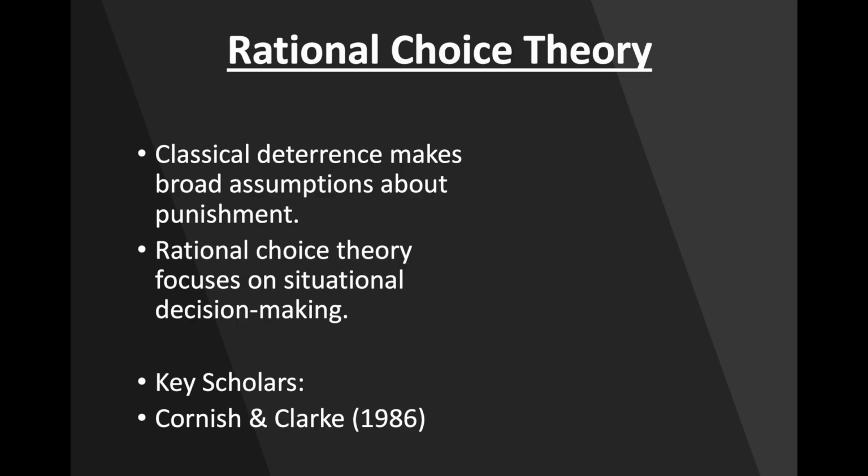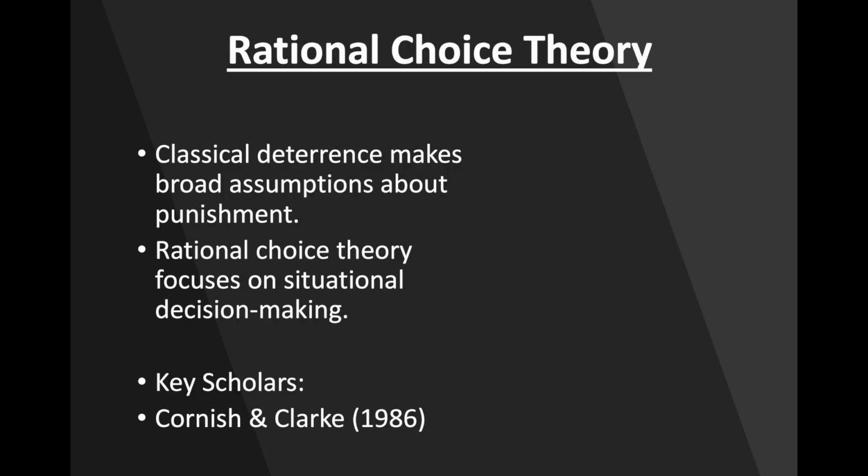Cornish and Clark argued that offenders are not necessarily perfectly rational, but they are purposeful actors making choices within constraints. And this wording matters. Modern rational choice theory does not require perfect rationality. Instead, it assumes limited rationality, situational adaptation, and bounded decision-making. This distinction is critical because one of the bigger criticisms of classic deterrence theory is that it assumes too much calculation and too much information.